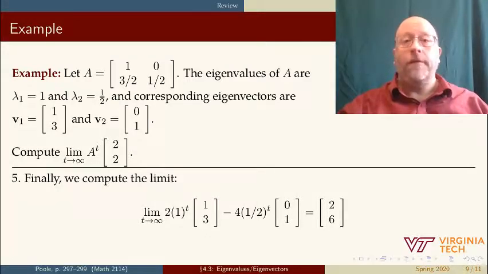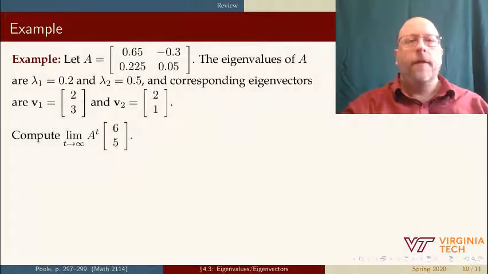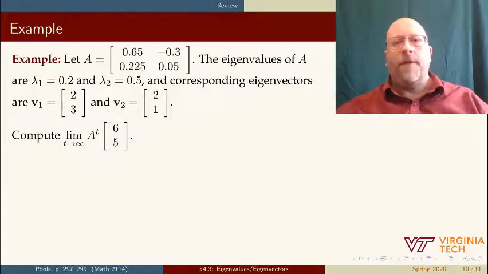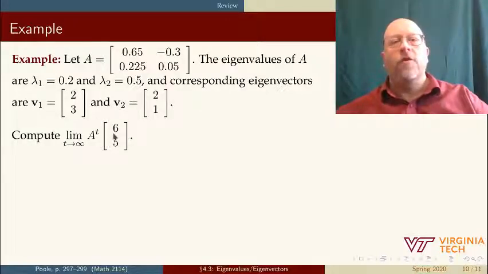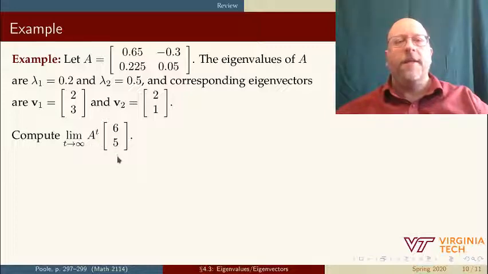Let's do one more example. Here's my matrix A. The eigenvalues are 0.2 and 0.5, and my eigenvectors are 2, 3, and 2, 1. What I would like to do is find this limit here, A^t times 6, 5.